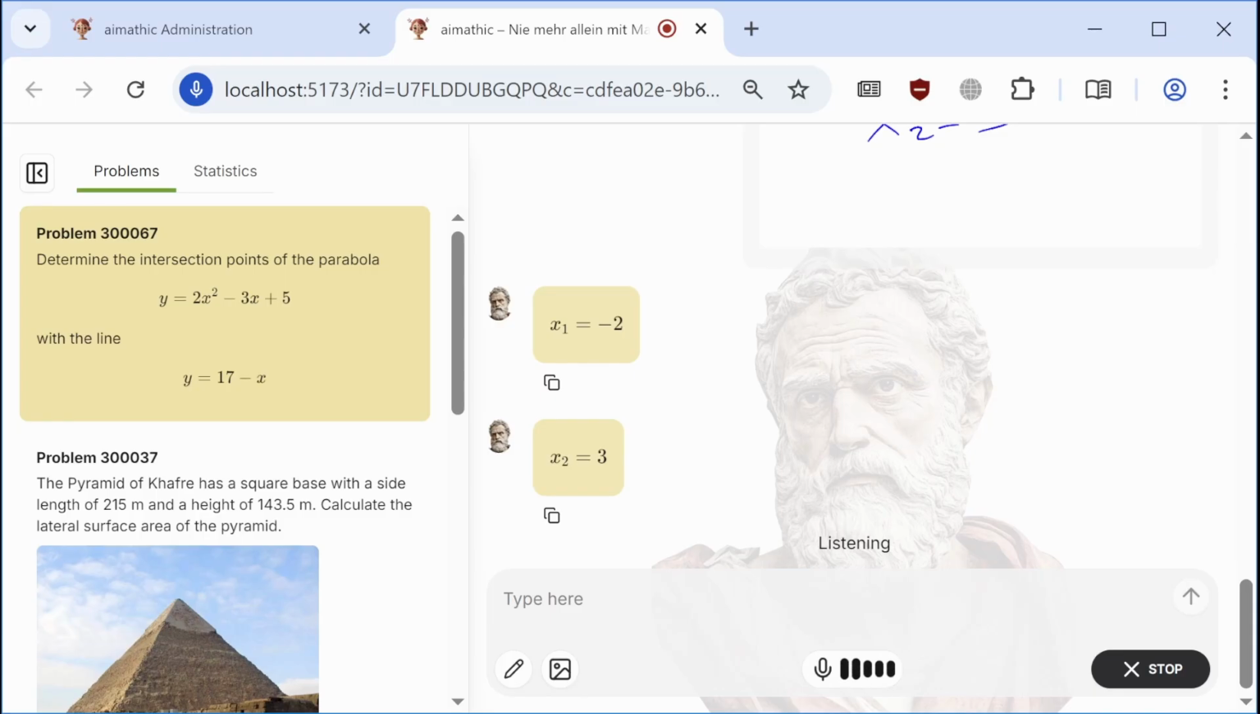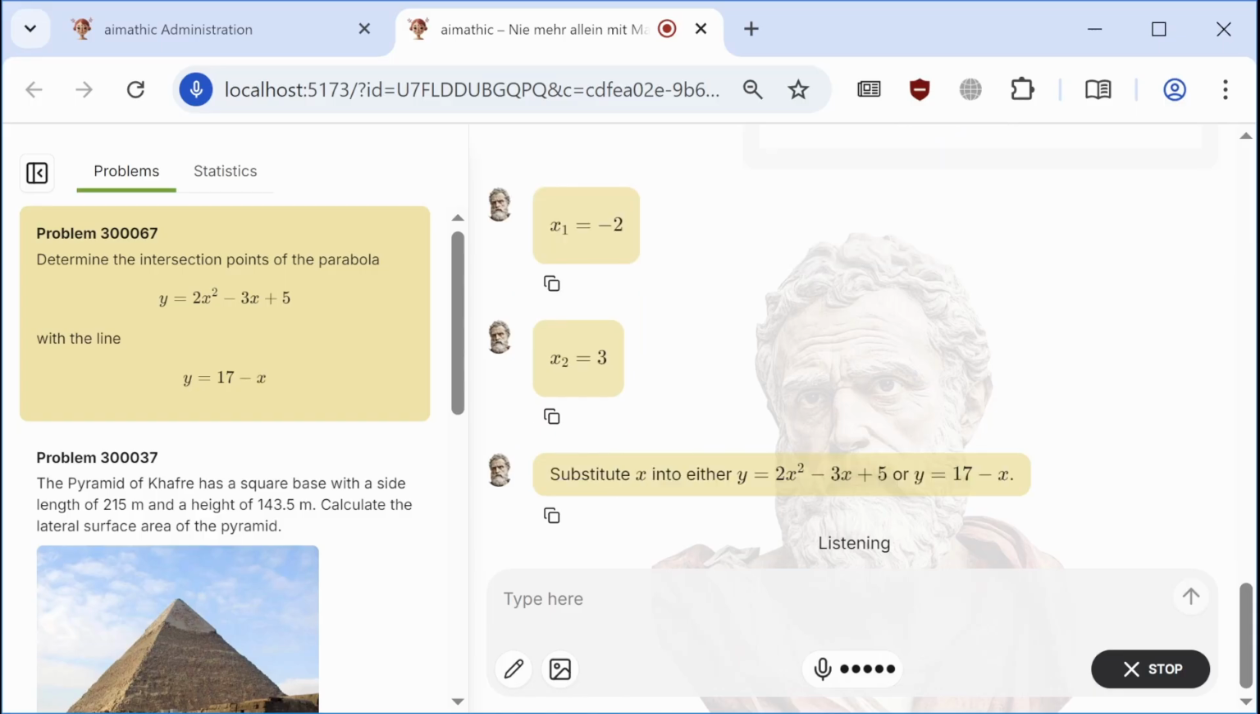Well, maybe substitute into one of the equations, but which one is better? You are wise to consider which equation to use. Both the parabola's equation and the line's equation will yield the correct y value, for at these intersection points, both equations must hold true. However, one might offer a simpler path to the answer. Which equation appears less complex for calculation? The straight line seems easier.